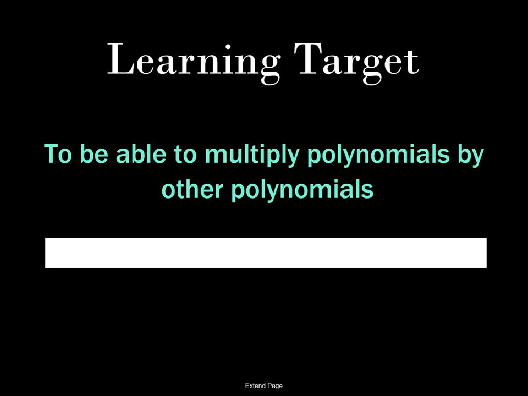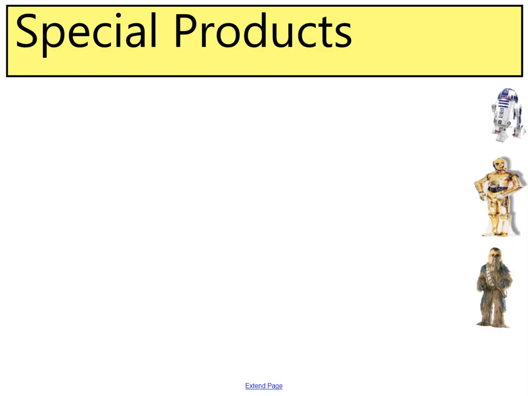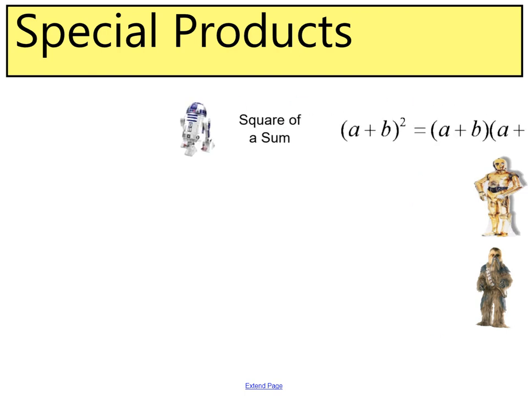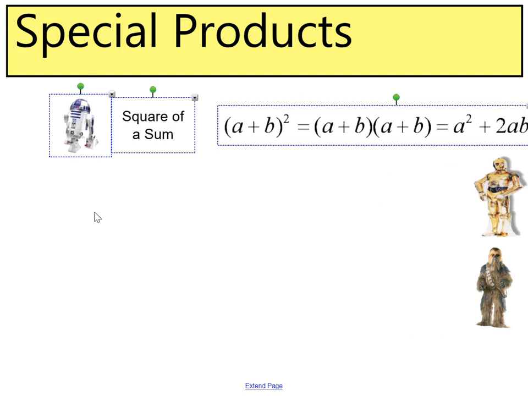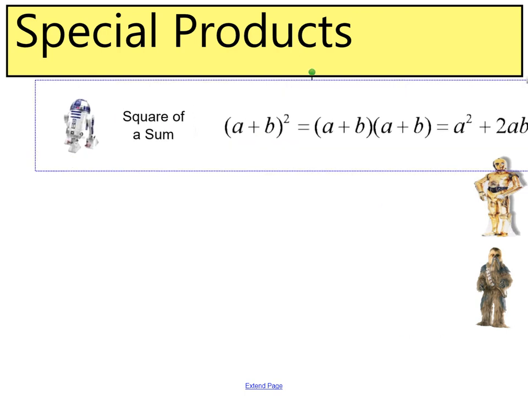Our learning target today is to be able to multiply polynomials by other polynomials. Today we're going to be dealing with special products, which basically means they are fancy polynomials that when we multiply them together, we know what they are going to look like.